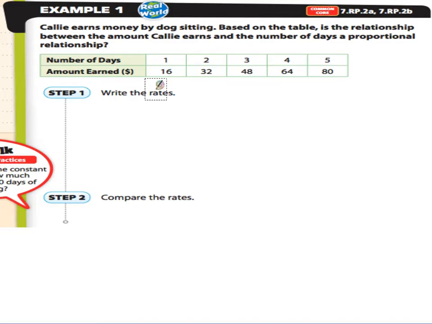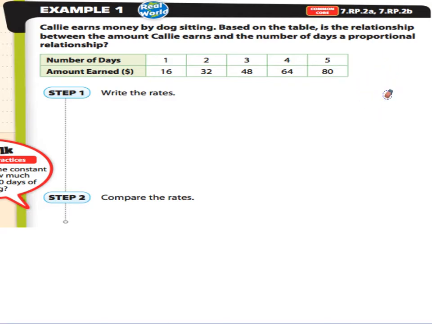Now we have to, again, think logically. Do we do money over time or time over money? So is it days per money or is it money per day? We'll usually get money per day when you are earning your wages.